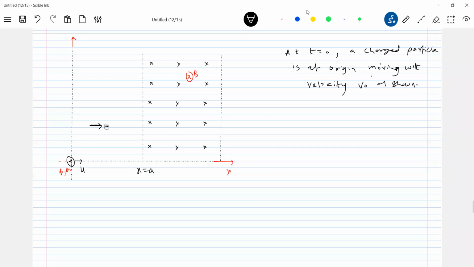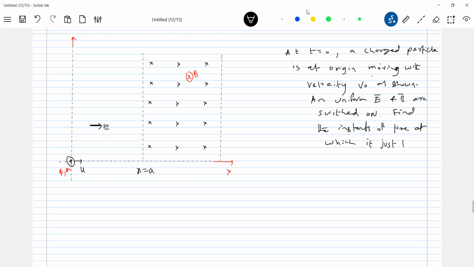So uniform electric field E bar and B bar are switched on. Find the instance of time at which it just touches the y-axis. Okay, different. I just changed the direction of the magnetic fields.